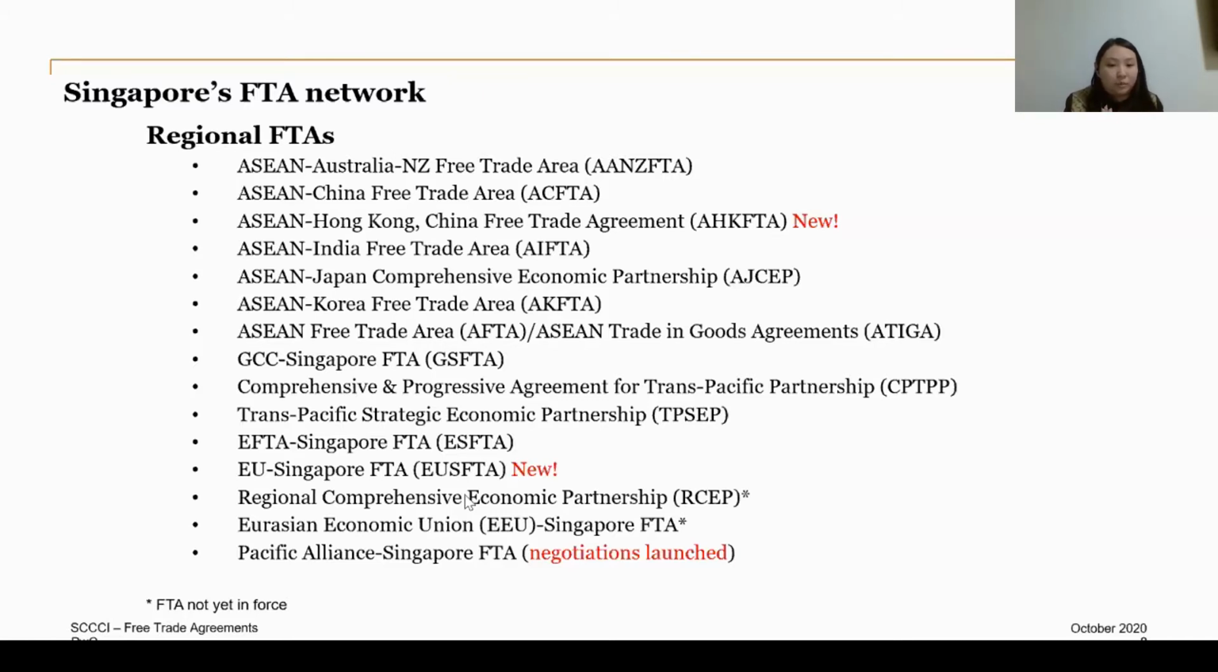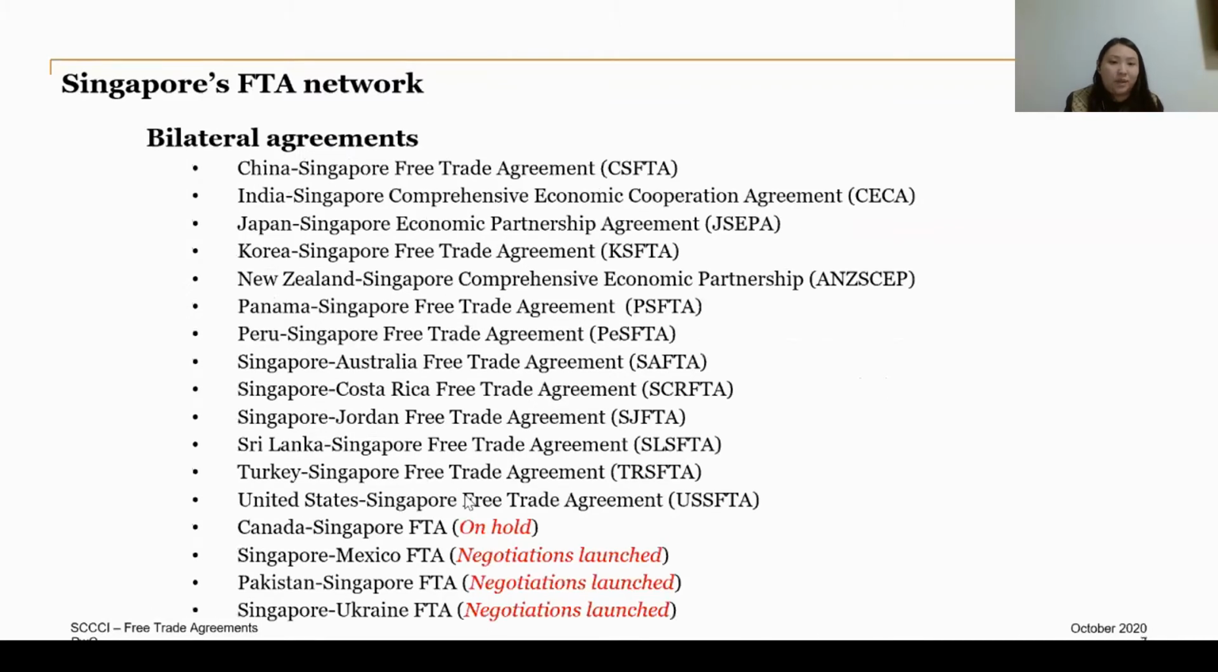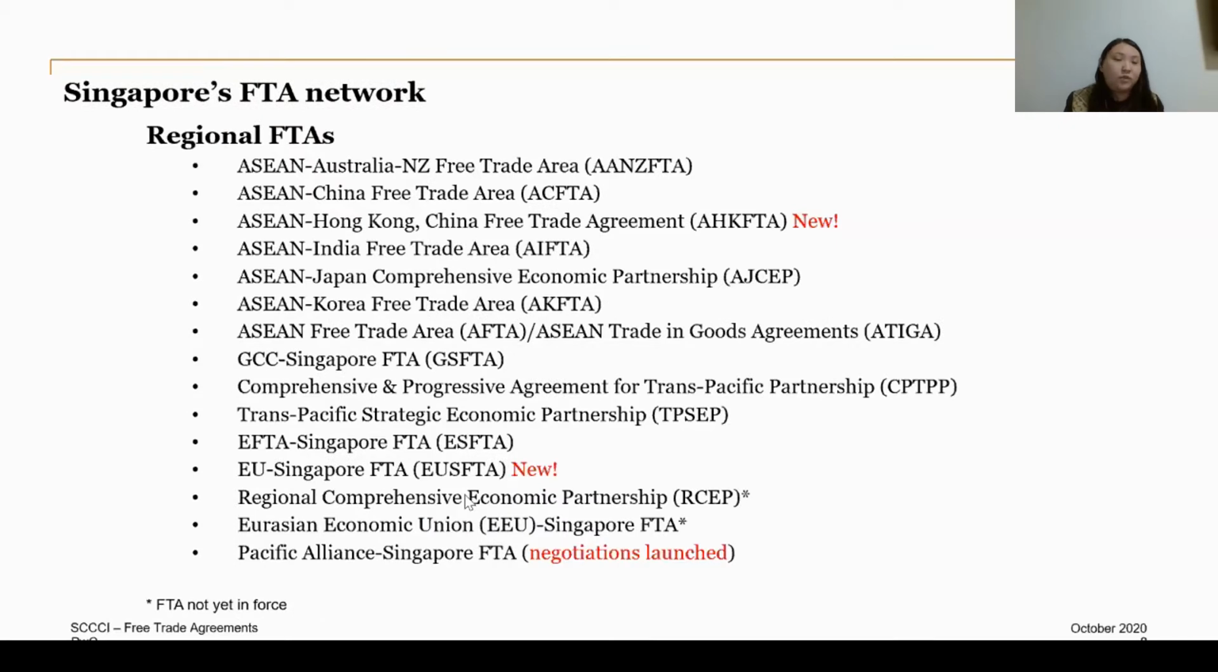So I think you might have noticed, or maybe you haven't, that there are some countries where Singapore seems to have more than one agreement. For example, in the bilateral ones, we have a China-Singapore FTA. And through ASEAN, we also have the ASEAN-China Free Trade Area.